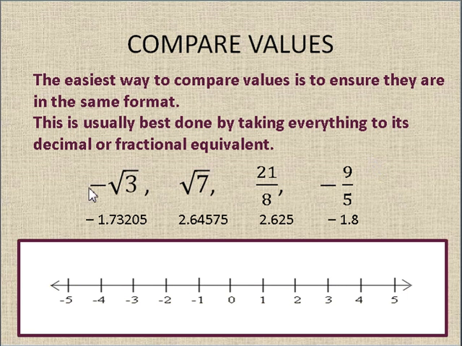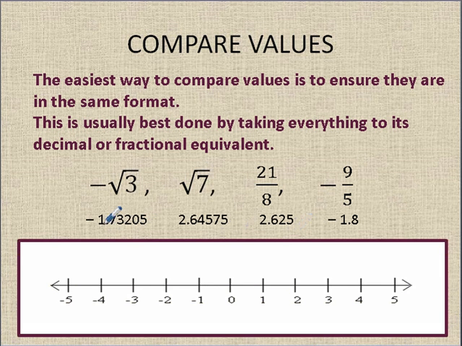When you put in negative square root of 3, you're going to get a negative 1.73205 continuing. And when you put square root of 7 in, you get 2.64575. When you find out 21 divided by 8, you get 2.625. You can see immediately why I needed to go past the tenths place, because these would have looked like they were the same. Negative 9/5, when I put that in, I get negative 1.8. So I'm going to plot these points now that they're all in decimal equivalents. They're not going to be exact, but they're going to be close.